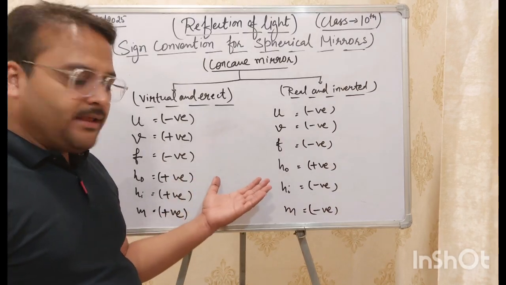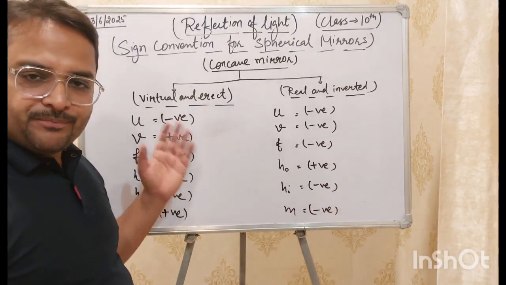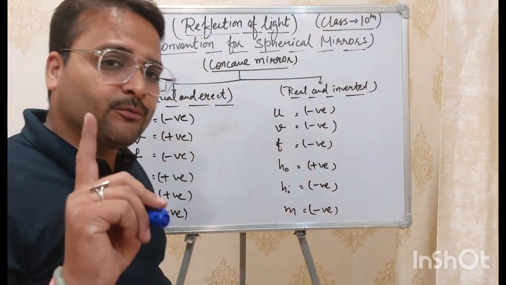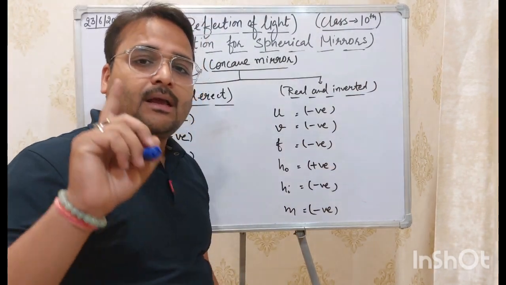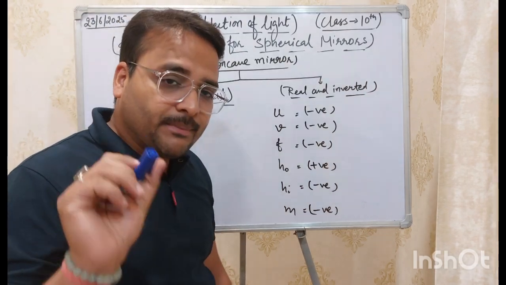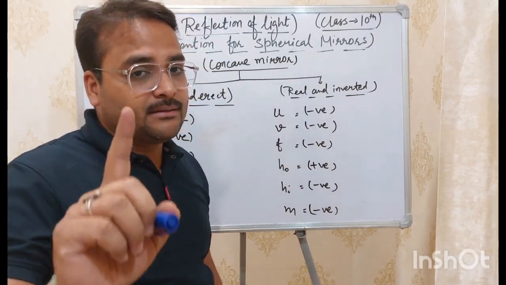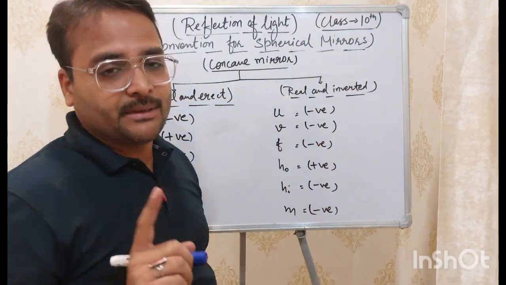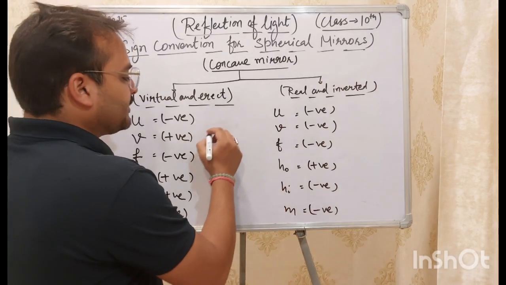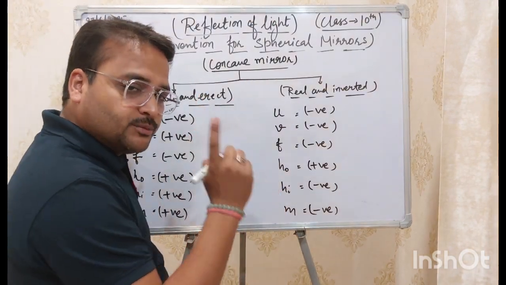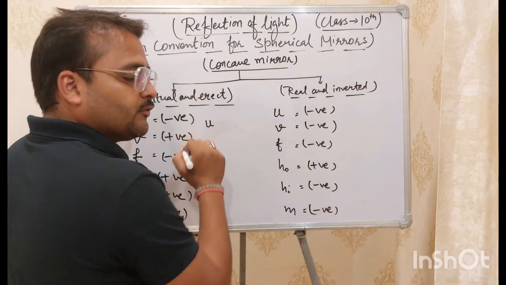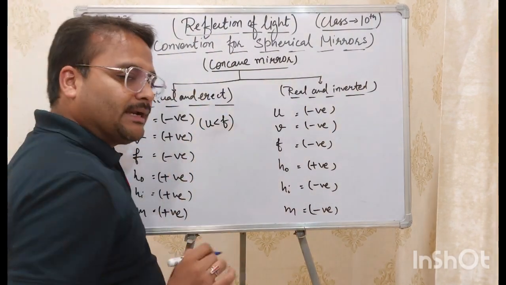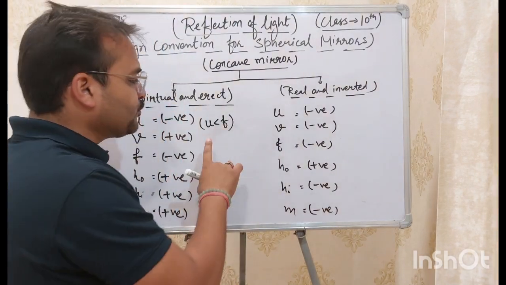Now we have already discussed the sign conventions of the concave mirror for the virtual image and for the real image. Now a very important point for the numericals: without using the pen, we can determine the nature of the image. How? We just have to compare the position of the object with the focal length. If the object distance is less than the focal length, then a virtual and erect image is always formed. You have to compare these two values in the numerical.